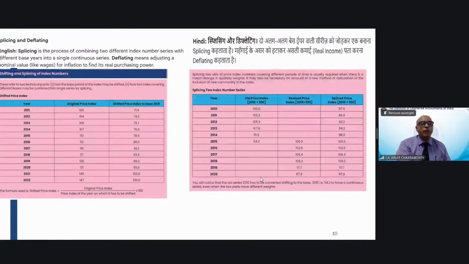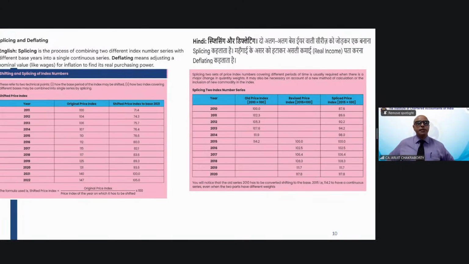And now from the concept of shifting, we have splicing. So splicing of two index numbers covering different periods of time. ये कैसे होता है? कब ये require क्यों होता है? क्योंकि काफी बार requirement होता है when there is a major change in the weights.